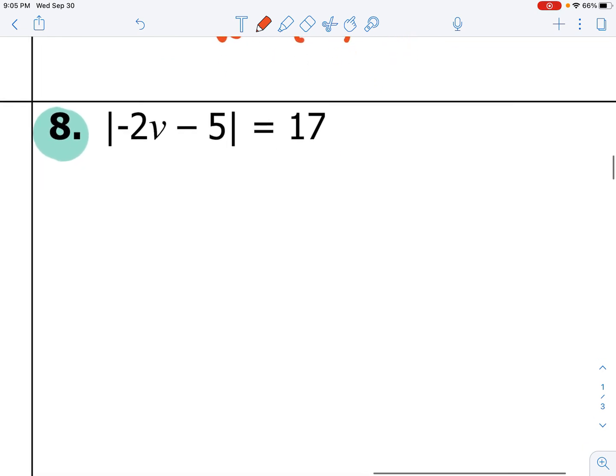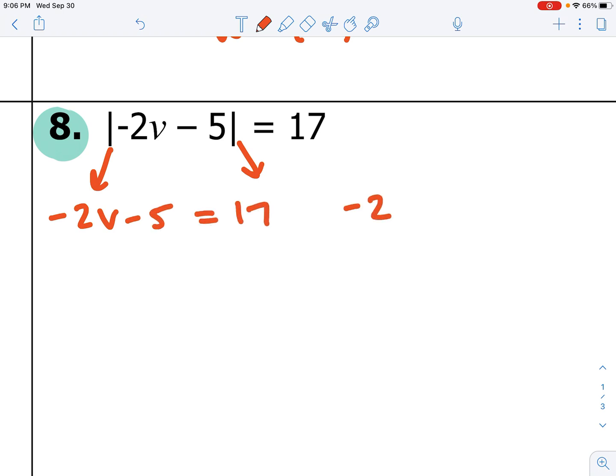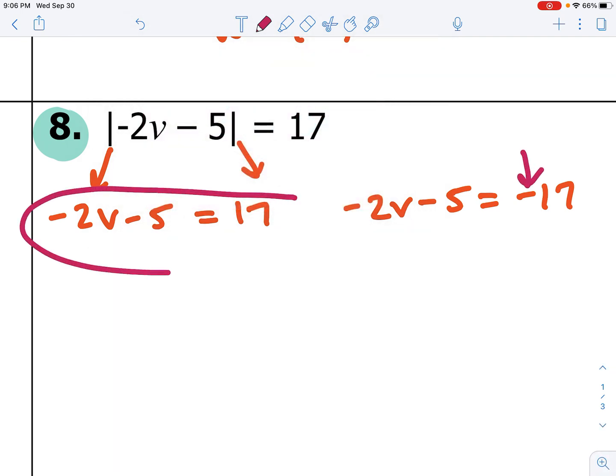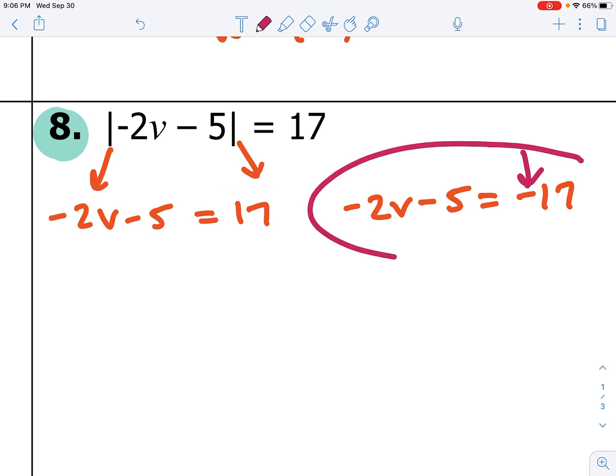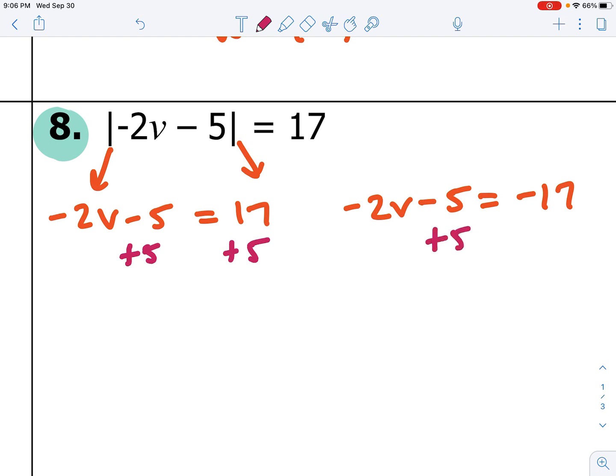Okay, the next one we're going to do is number 8. So I start the same way. I'm breaking out of absolute value. I have 2 different cases. Nothing is going to change between the original and the cases that I'm setting up, except for the answer side. So I just write the same exact equation once. Then when I write it the second time, the only part that changes is the answer side switches to a negative number. So from here, for both equations, I need to start by adding 5 to both sides.